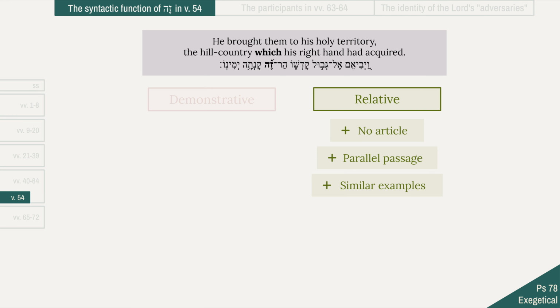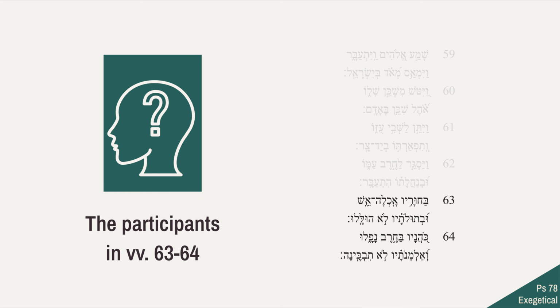If asked to rate our level of confidence in this view on a scale of A to D, A being the highest, D being the lowest, we would give it a B rating. The second issue in Psalm 78 has to do with the participants in verses 63 and 64.